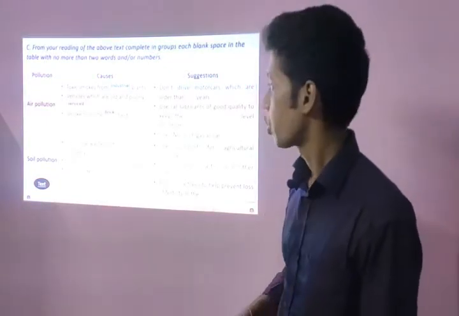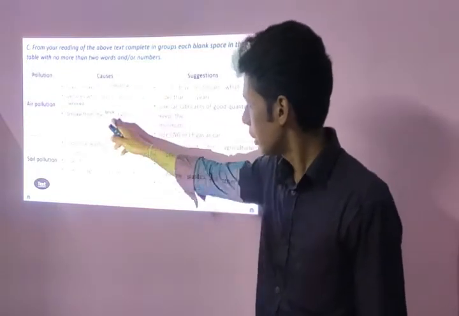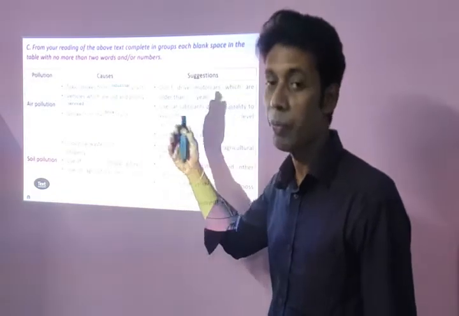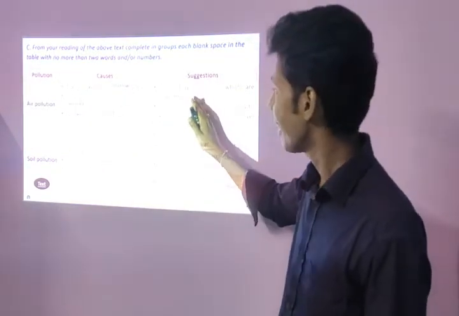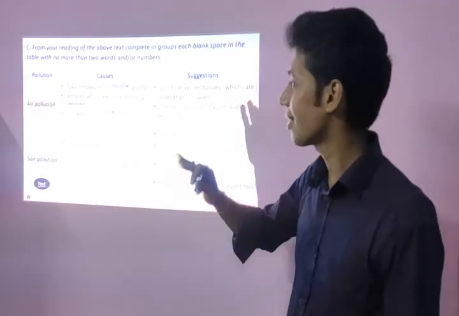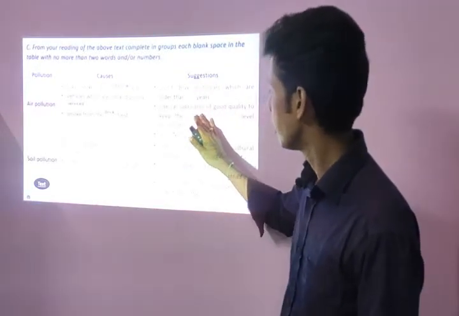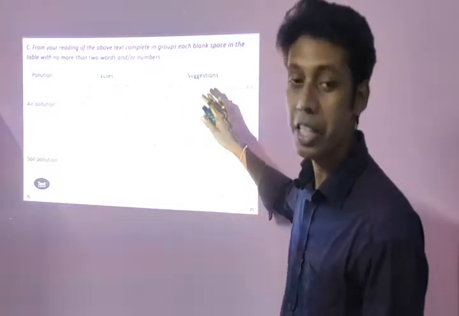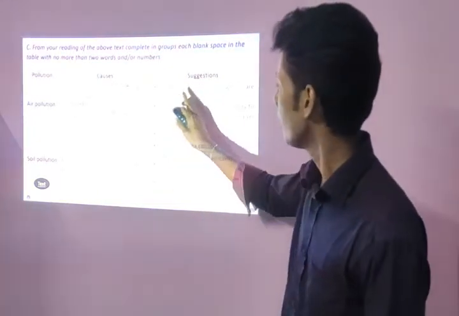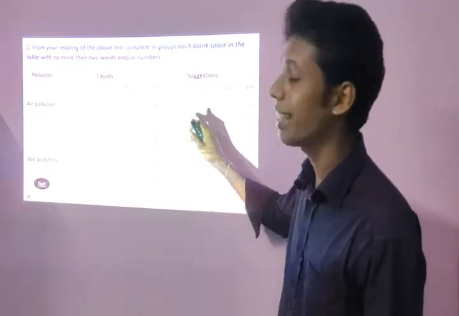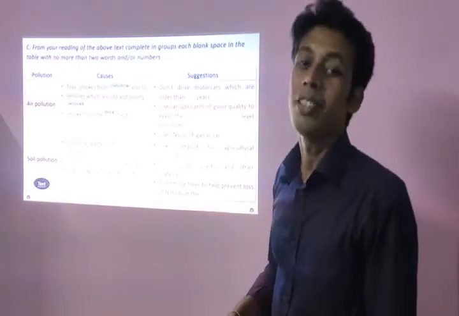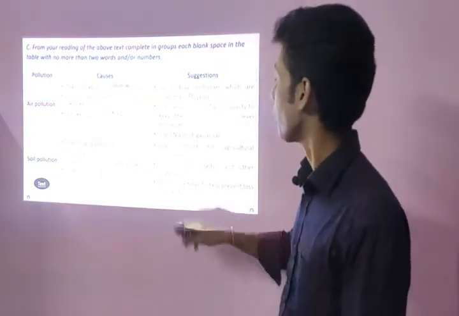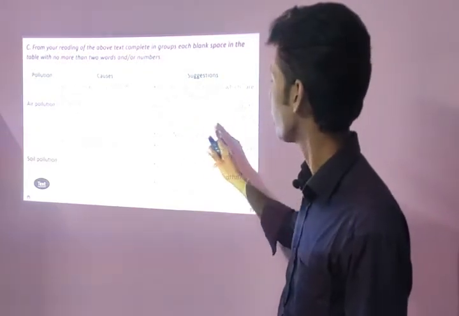So, all these things cause air pollution, and for coping with air pollution, there are some suggestions. Let's try to fill in the table. Okay, don't drive motor cars which are older than blank years. Very easy, which are older than 20 years, right? Correct answer. Okay. Use car lubricants of good quality to keep the blank level minimum.